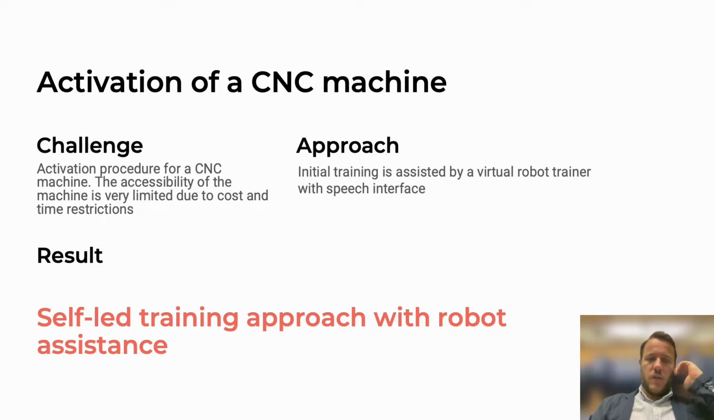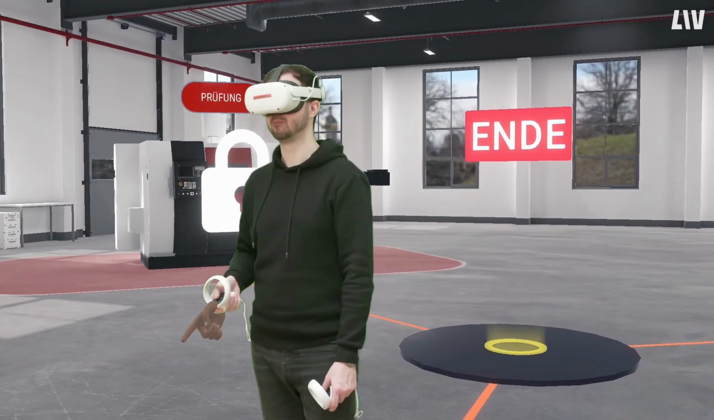The first use case I want to present to you is the activation of a CNC machine. The major challenge here is that for the training of such activation procedures, the accessibility of such machines is very limited, either due to cost issues, because such machines are very costly, or time restrictions, because those machines are used 24/7. So the approach we took is to have an initial training assisted by a virtual robot trainer, and that leads to a self-led training approach with robot assistants, which helps the trainees to get their hands on these machines.